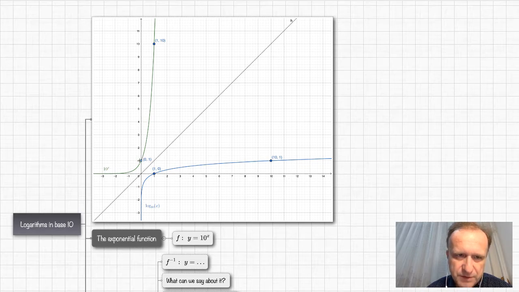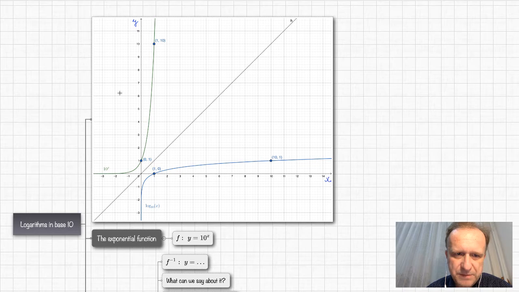So it's the point on the y-axis. This axis is the y-axis and this was the x-axis. It passes through this point because 10 to the power of 0 is exactly 1, and also it has to pass through this point with coordinates 1 and 10 because 10 to the power of 1 is just 10. This is an exponential function, and as an exponential function you see that it's 1 to 1.